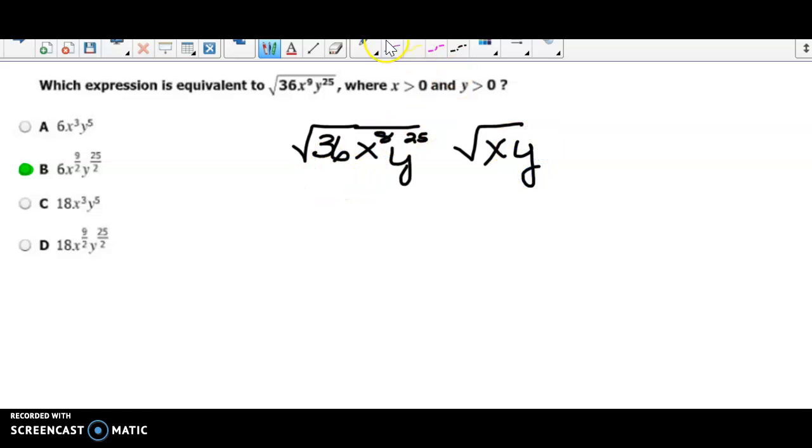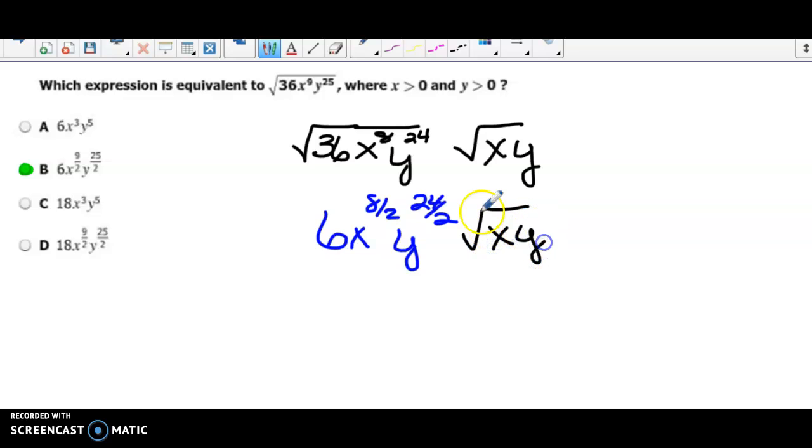All right? So when I take the square root of 36, that is 6. X to the 8 divided by 2, y to the 24th. Sorry, I think I wrote a 25 here. That should be a 24. It has to be an even number. So 24 divided by 2 times the square root of xy. When I simplify 8 divided by 2, that gives me x to the 4th. 24 divided by 2 gives me 12. And I have the square root of xy.